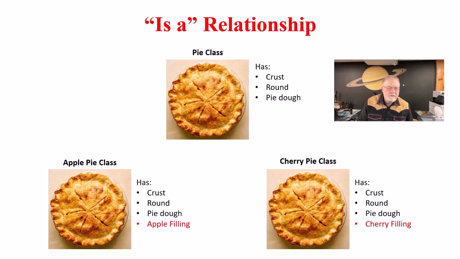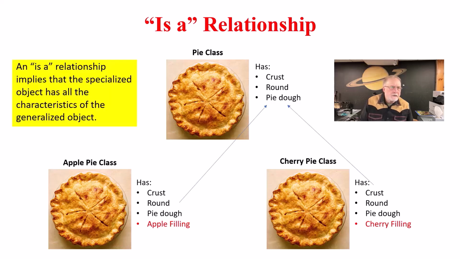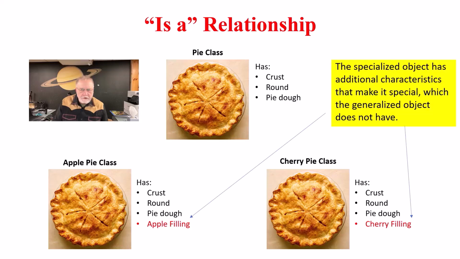Looking at the 3 different types of pies, they all look kind of similar, but they are different. An is-a relationship implies that the specialized object has all the characteristics of the generalized object. And we see that the apple pie class and the cherry pie class all have the crust, they're all round, and they have pie dough, as the pie class has. The specialized object has additional characteristics which make it special, which a generalized object does not have. For example, while the apple pie class has all the characteristics of the pie class, it also has apple filling. The cherry pie class also has all the properties of the pie class, but it also has cherry filling, which makes it unique.